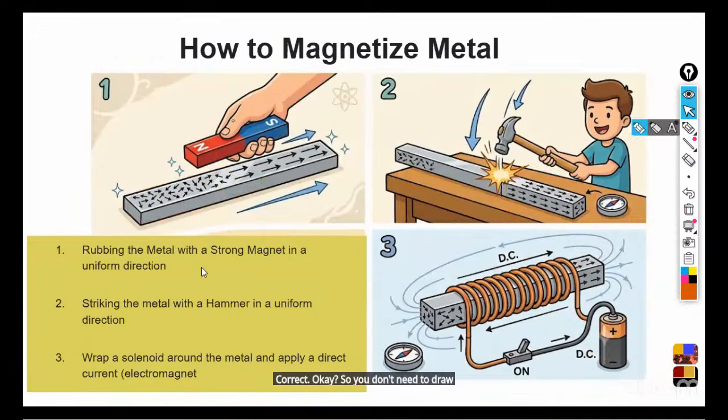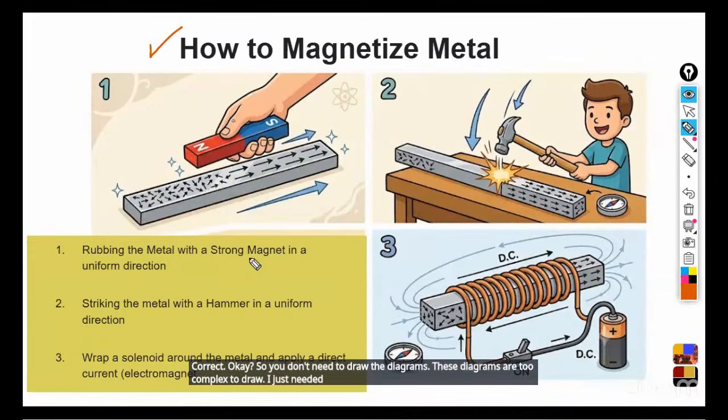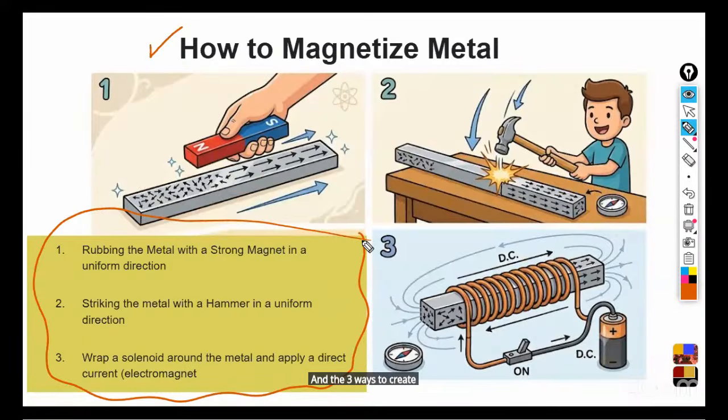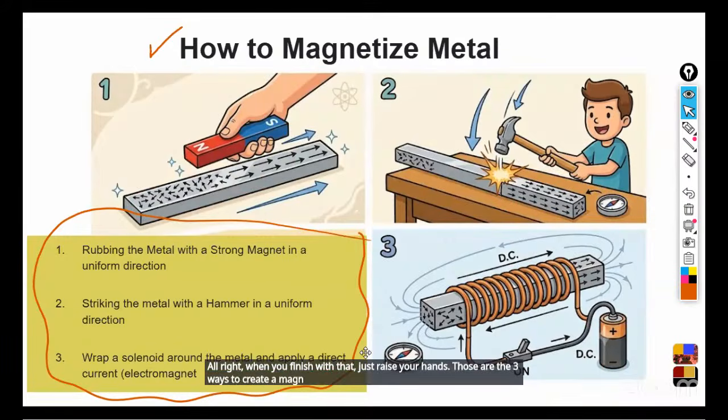Okay? So you don't need to draw the diagrams. The diagrams are too complex to draw. I just needed you to take down the heading and the three ways to create a magnet. When you finish with that, just raise your hands. Those are the three ways to create a magnet if you are bored at home.